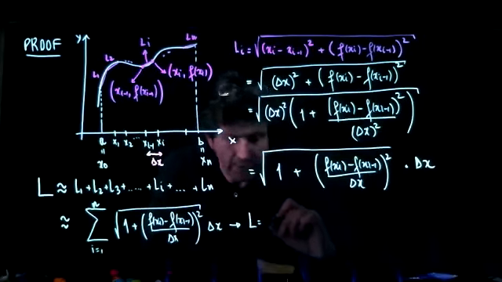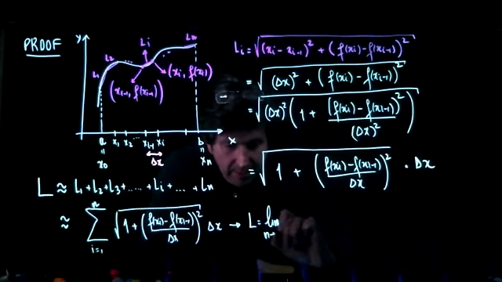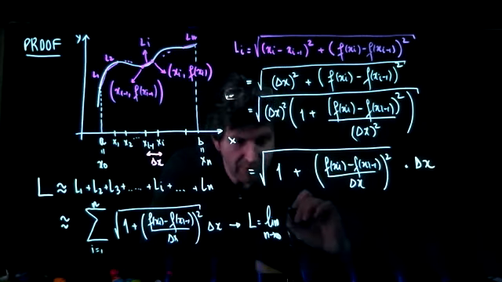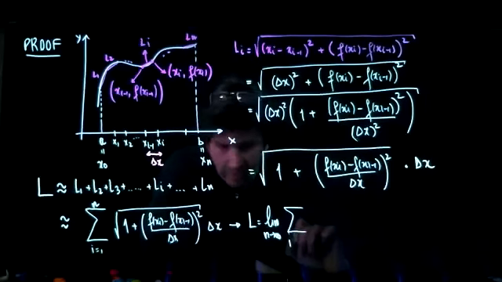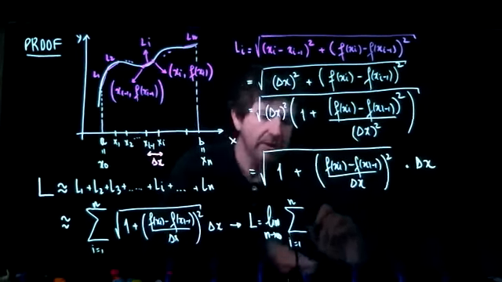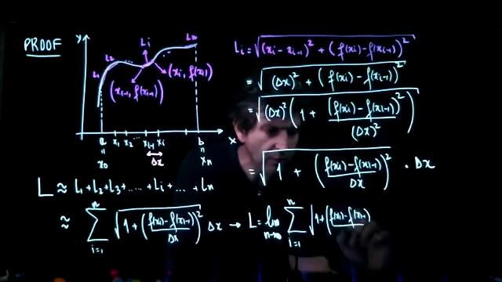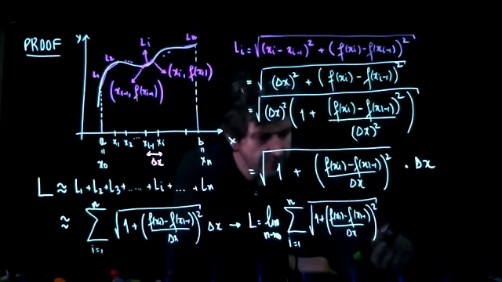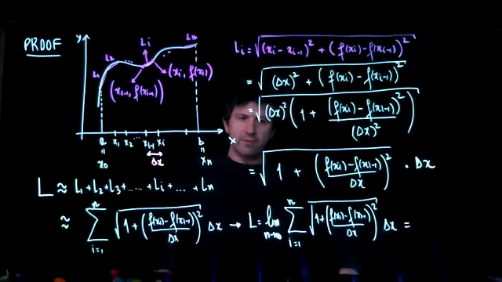Because the length will be equal to the limit as n approaches infinity. So exactly equal, not approximately anymore, just like a Riemann sum. The limit as n approaches infinity of the sum, i equals 1 until n, of the square root of 1 plus f of xi minus f of xi minus 1 over delta x, squared, times delta x. Okay.